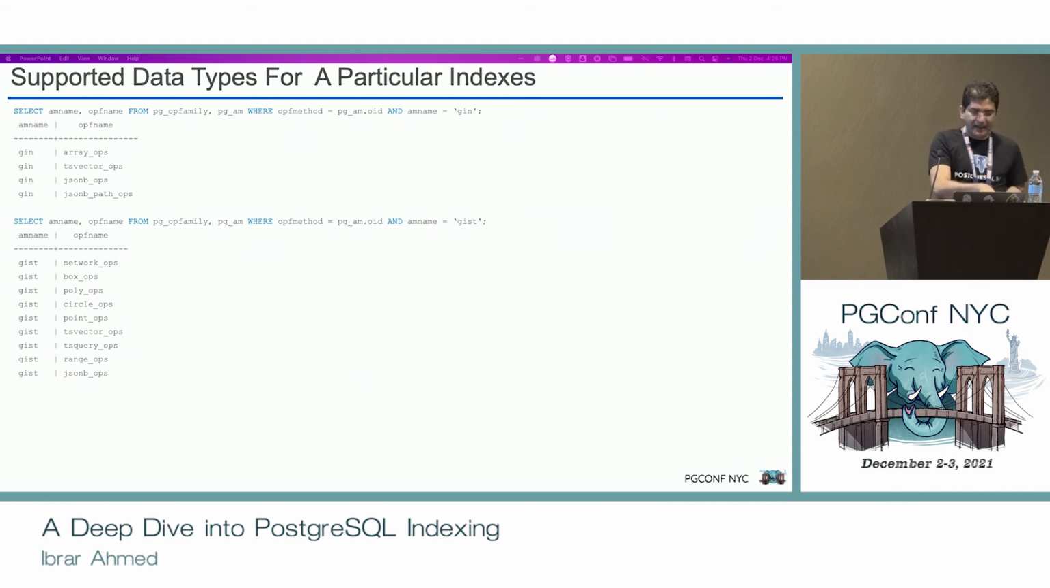It shows which operators gin supports and which operators gist supports. If you just change the name here, gin, gist, hash, B tree, brin, it will give you the list of which operators are supported and which data types are supported.